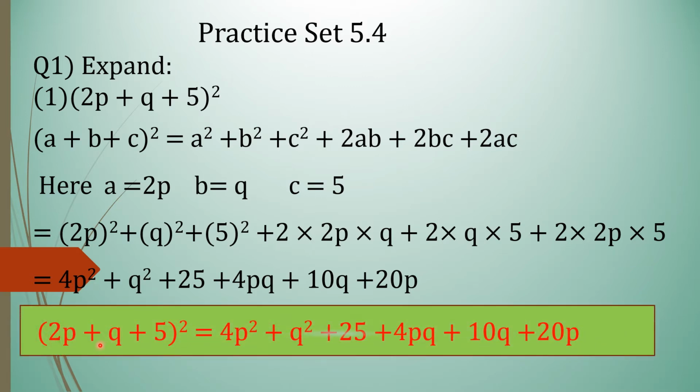So final answer, you'll write down like that. (2p plus q plus 5) the whole square equal to 4p square plus q square plus 25 plus 4pq plus 10q plus 20p. Now students, let's move to our next sum.